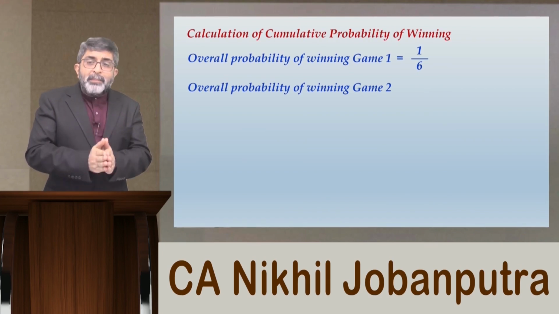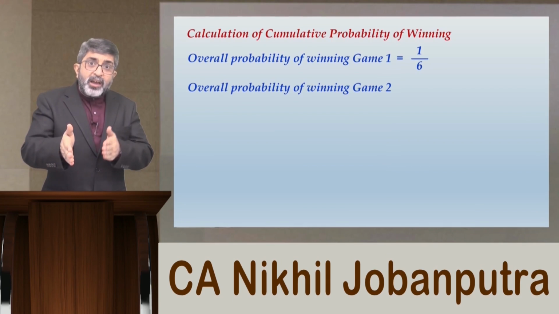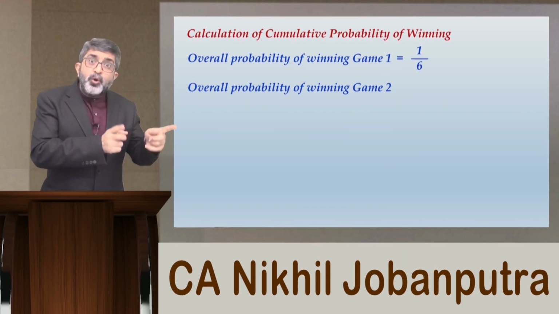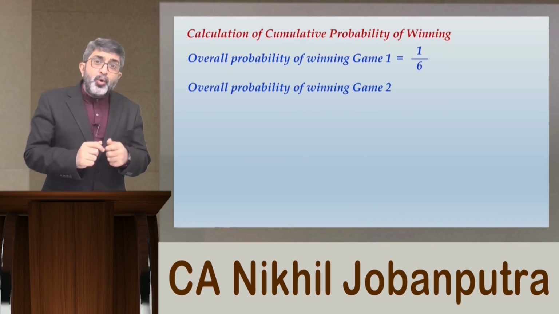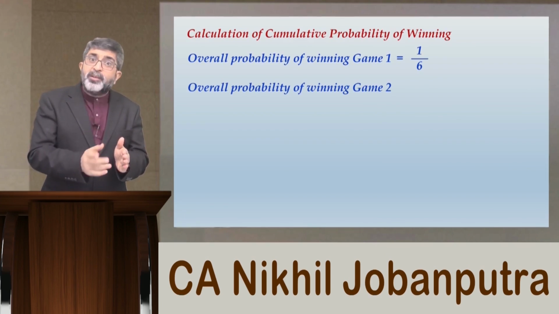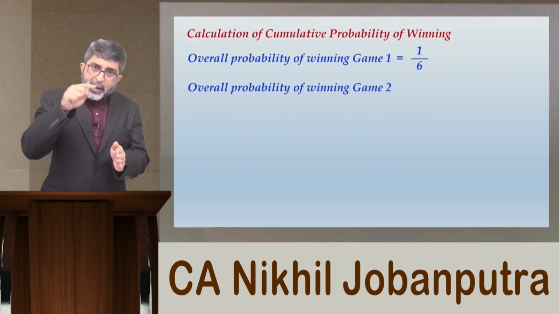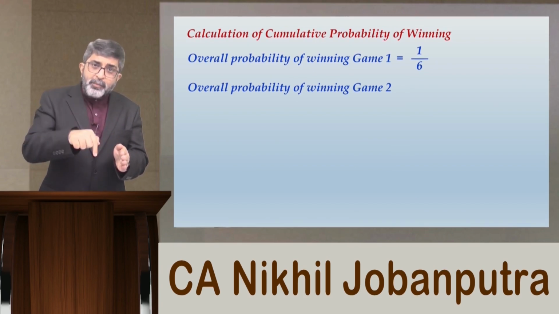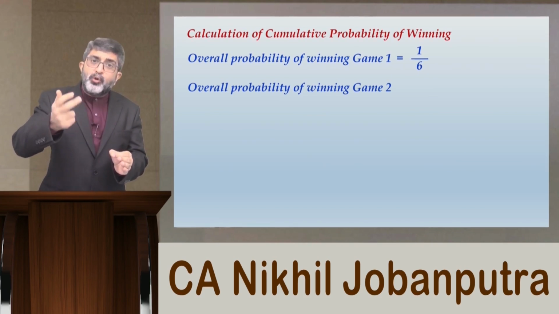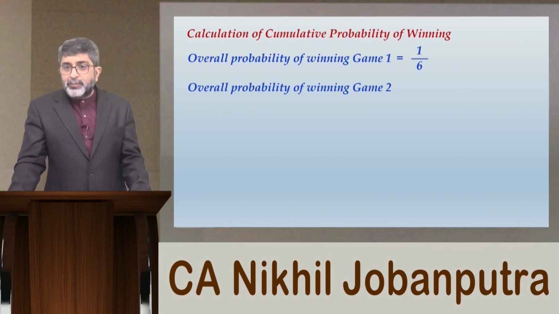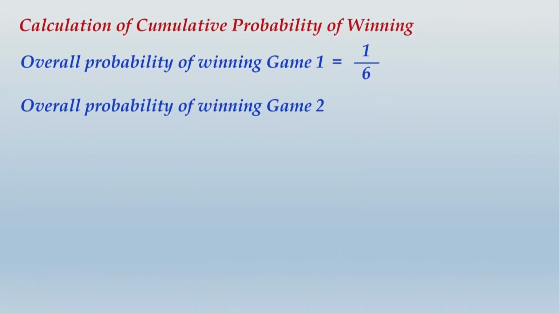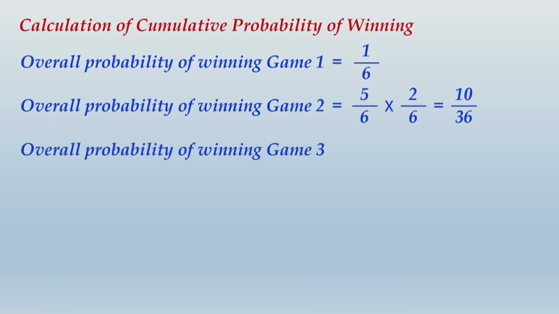So what will be the probability of winning game 2? Probability of winning game 2 will be, on overall basis, the probability of losing game 1. To that you multiply the probability of winning game 2. Probability of losing game 1 will be 5 by 6, because the probability of winning game 1 was 1 by 6. So probability of losing game 1 is 5 by 6 multiplied by probability of winning game 2, that will be 2 by 6. So 5 by 6 into 2 by 6 will give you the overall probability of winning game 2. So please carefully make this calculation. So it will be 5 by 6 multiplied by 2 by 6, that will give you 10 by 36. Overall probability of winning game 3.